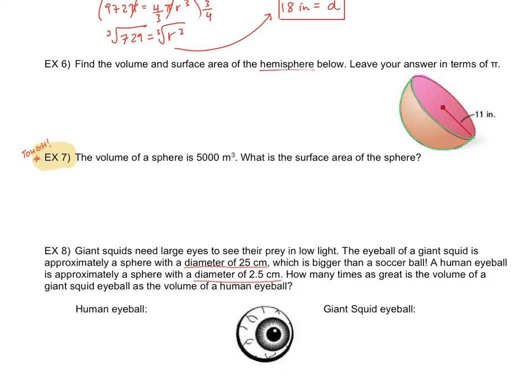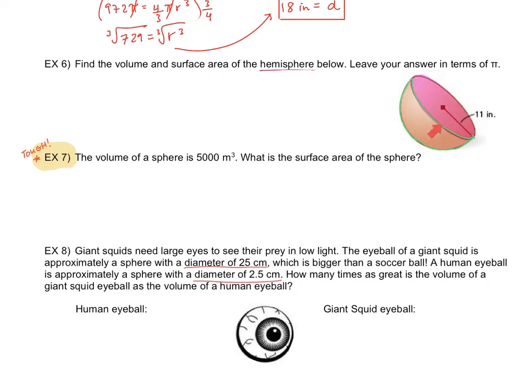It wants us to find the volume and surface area of this hemisphere below. So keep in mind, we're really taking half. We're going to take half of what we're looking for, right? If we want to find the volume, we're going to take half of the amount because it's split in half. But for surface area, it's a little different. We are going to take half of the total surface area.